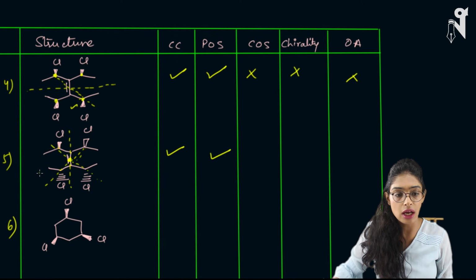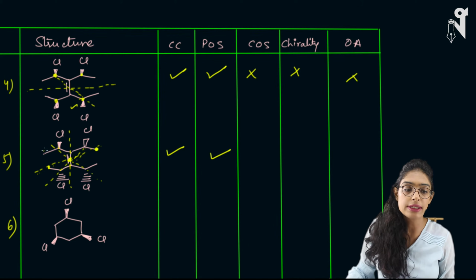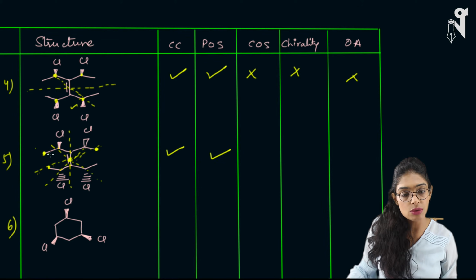Same is the case for this carbon. If I pass a line from this carbon through the center, it will go and match this carbon. Exactly the same way, if I draw a line from this carbon and make it pass through the center, it will go and match this carbon.